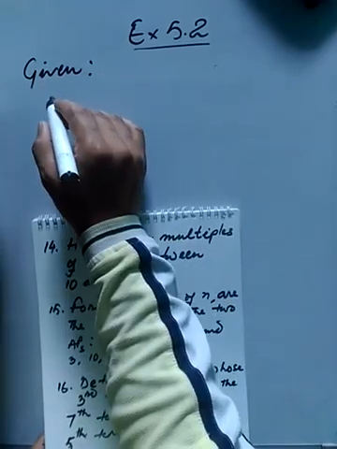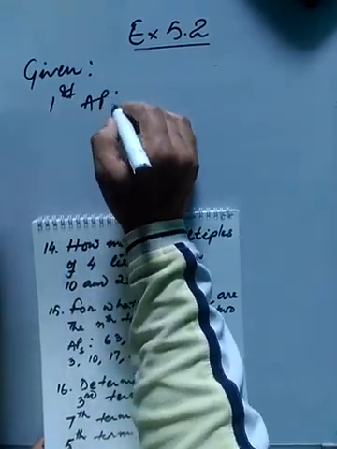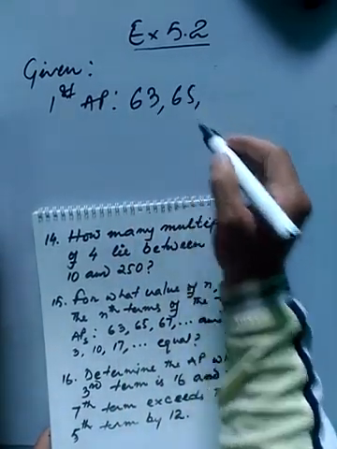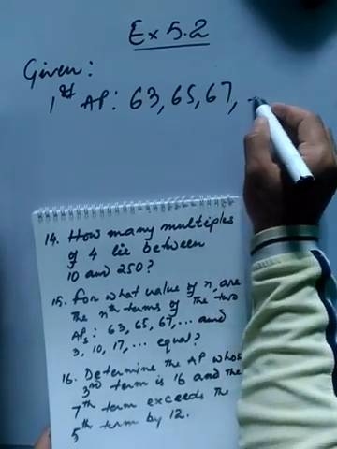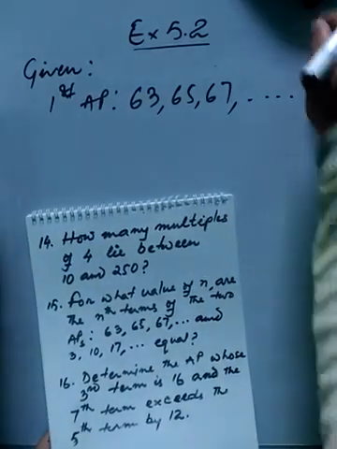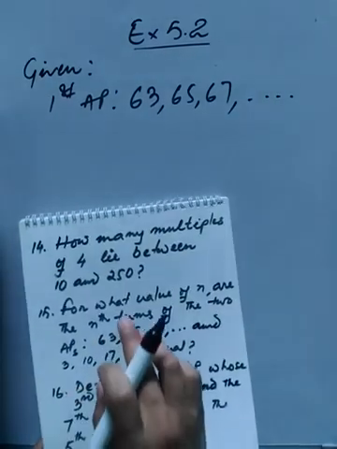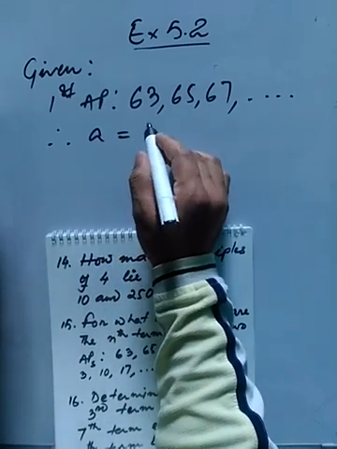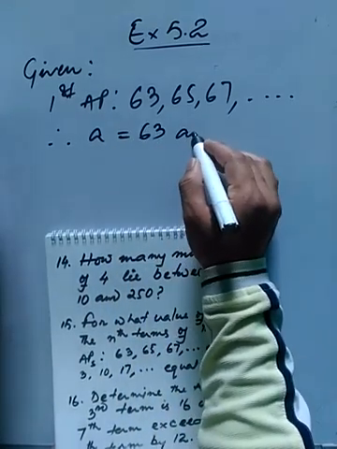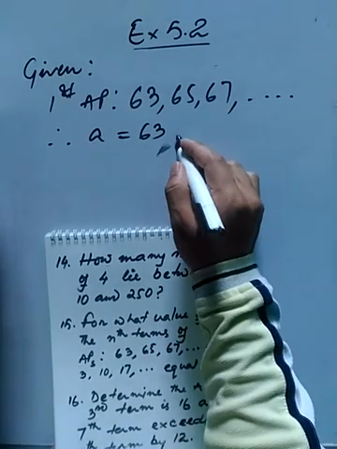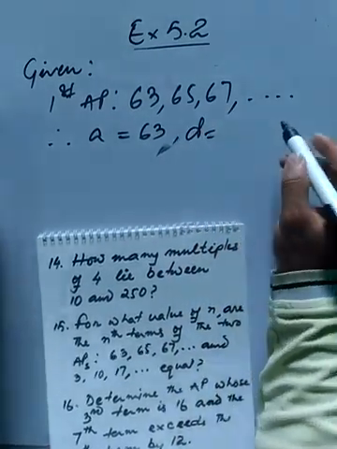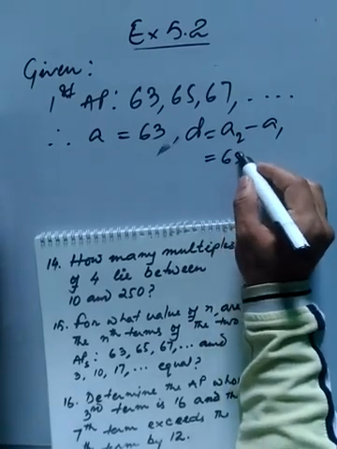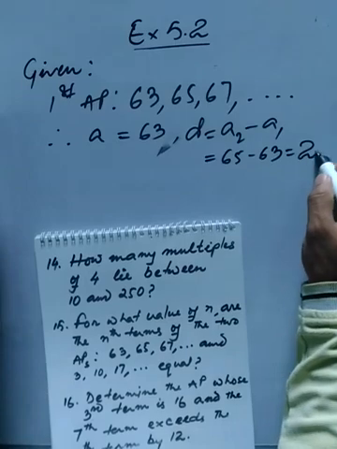Given, okay. First AP. What is the first AP here? 63, 65, 67, and so on. So for this AP, first term is 63 and common difference is A2 minus A1. So A2 minus A1, we get 65 minus 63, which is 2.